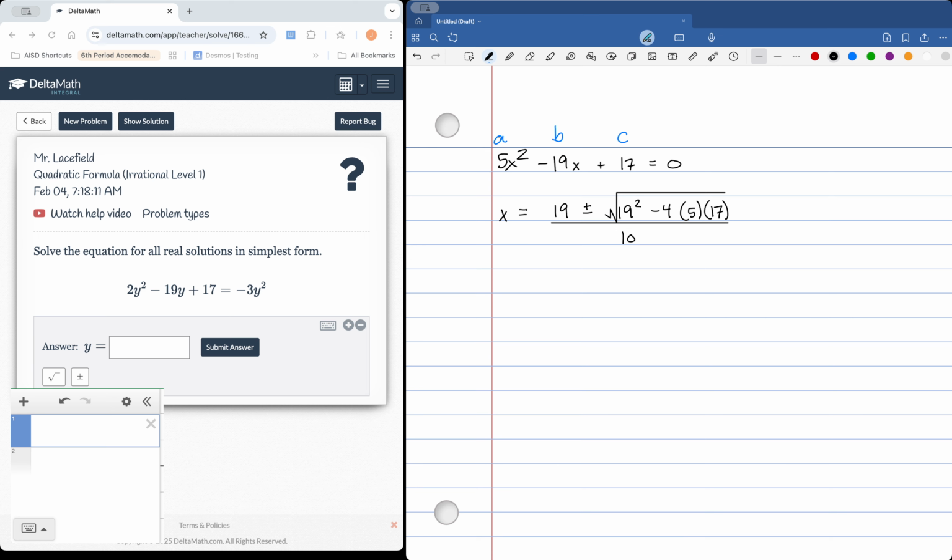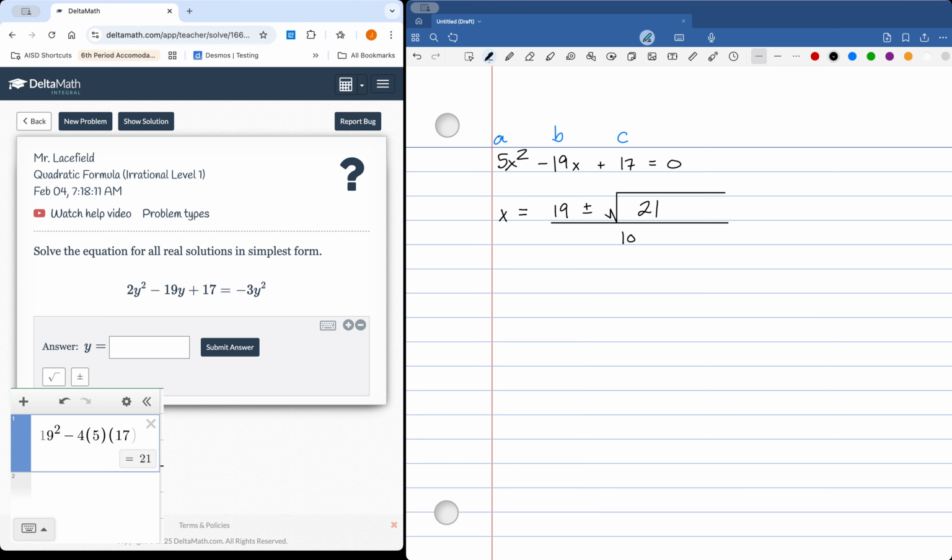We're going to take the 19 squared minus the 4 times 5 times 17. We're going to calculate that first. So let's go into our calculator. 19 squared minus 4 times 5 times 17. That's going to give us 21. So we're going to take all of this inside here, and it changes to 21. And then we need to reduce this if we can. If we look for factors of 21, the only ones that we're going to really find are 1 and 21 and 3 and 7. Both of those are prime. So this actually stays underneath the root like this. So this is the final answer for this one.